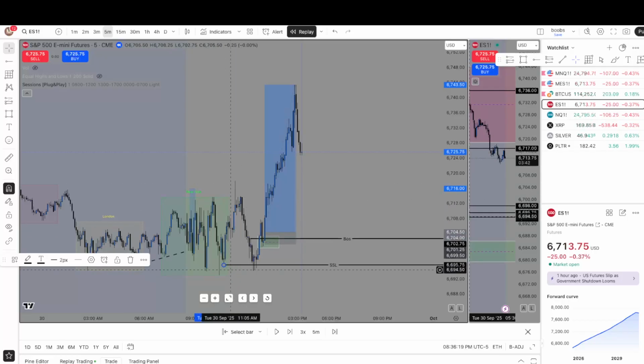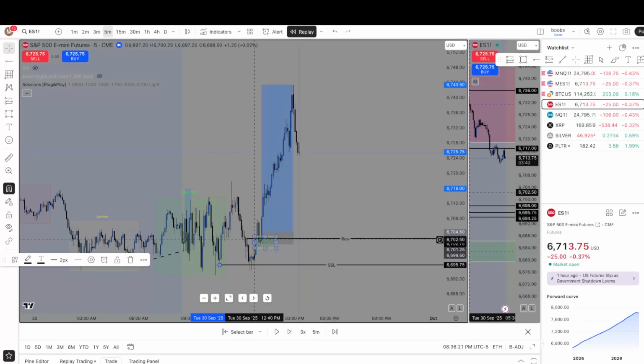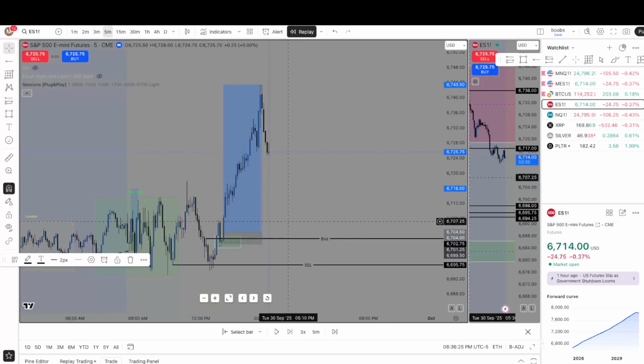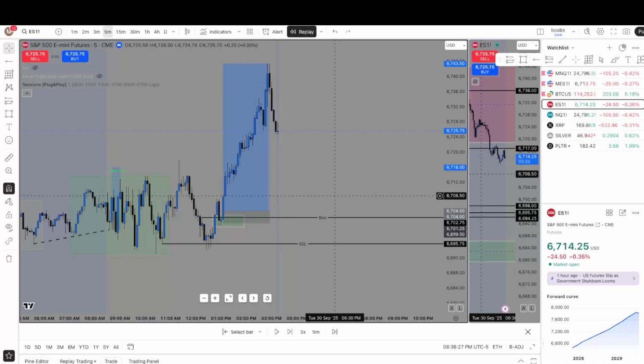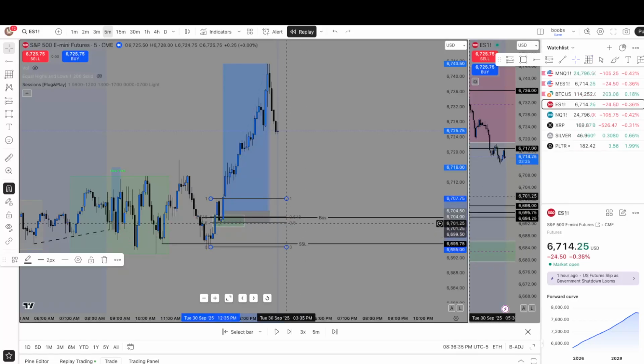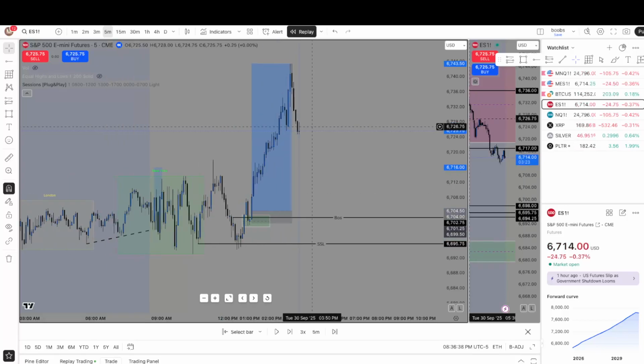We come down and sweep out these lows. What do we see then? We see a 5 minute break of structure, a 5 minute imbalance, a retrace into that 5 minute imbalance, and potentially even equilibrium. We could take it from this 5 minute low to this 5 minute high, and we came into 5 minute equilibrium. We get 1 minute break of structure out of it.